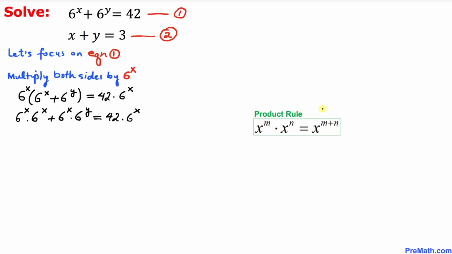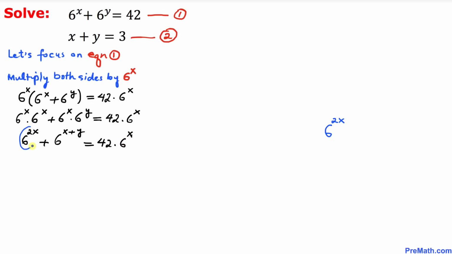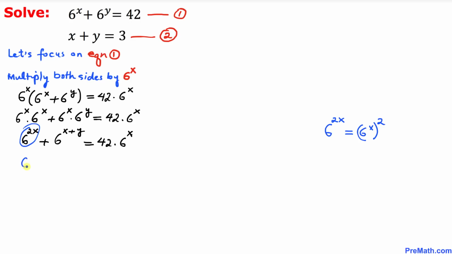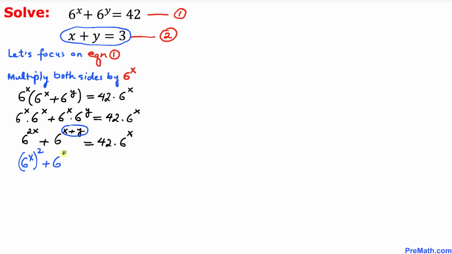So now let's apply this product rule. This 6 power x times 6 power x can be written as 6 power 2x, plus 6 power x plus y, equal to 42 times 6 power x. Now let's focus on this part, 6 power 2x. I have just copied it down right up here. Now this 6 power 2x can be written as 6 power x and then power 2, by using the power rule. Plus 6 power x plus y, and we can see that x plus y is equal to 3 from equation 2. So I can write 6 power 3 equals 42 times 6 power x.